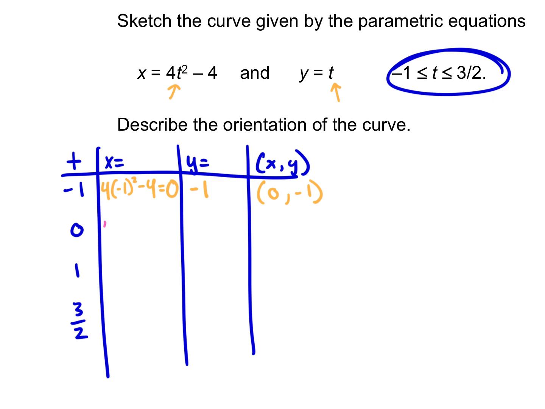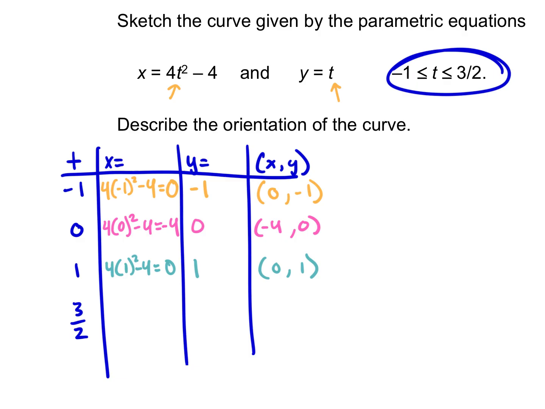Next point, we're going to plug in 0. So 4 times 0 squared minus 4. 0 squared is 0, times 4 would be 0. 0 minus 4, negative 4. And then we plug it into our other equation, we get 0. So here we have negative 4, 0. Next, when we plug in 1, we have 4 times 1 squared minus 4. 1 squared would be 1, times 4 is 4. 4 minus 4 is 0. And then 1 would just be our y. So we have 0, 1 for our next point.